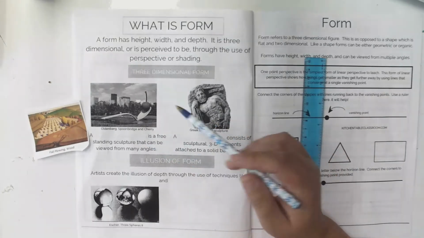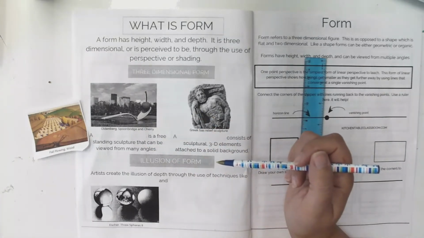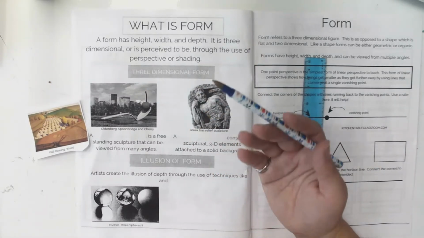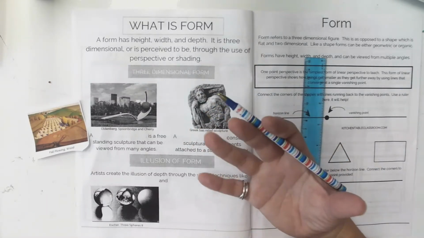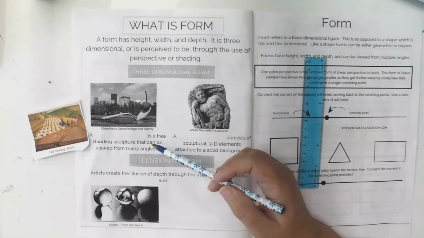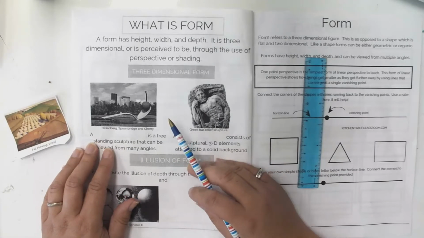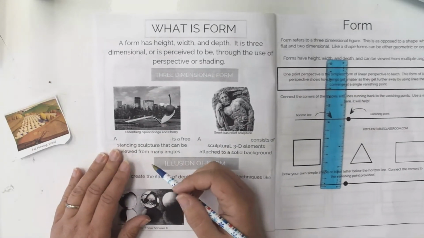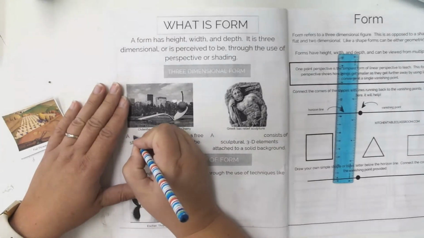Now, these two images up here are two different types of sculptures. So this is three-dimensional form. Sculptures tend to be three-dimensional things that we create, but we can also draw them as well. All right. So we have this one, which is called sculpture in the round.